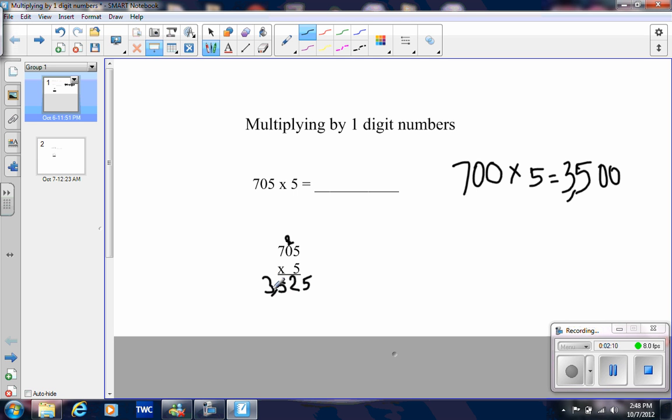And then 5 times 7 is 35. So I get 3,525. And again, I was expecting an answer that was around 3,500. I was expecting it to be a little bit larger than my estimate, and 3,525 is a little bit larger than my estimate. So everything works out really nicely with that.